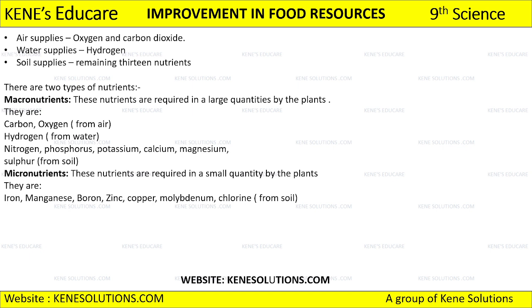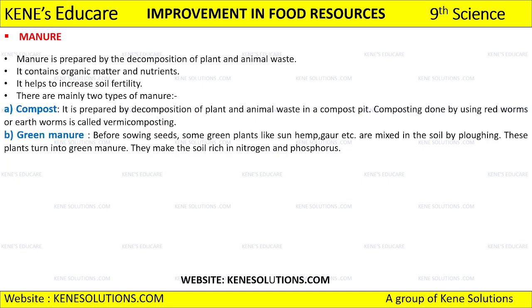I hope every one of you has gone through the macro and micronutrient part, because after this, the next thing we have is manure. Now manure, as you know, plants need 16 nutrients which should be fulfilled by the farmers, and the sources are air, water and soil. So for that they need manure as well. How exactly manures are prepared, we have already discussed: they are prepared by decomposing plant and animal waste, right?